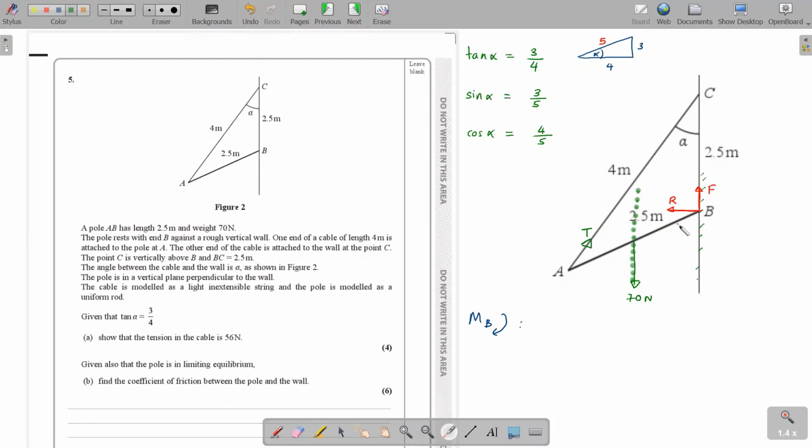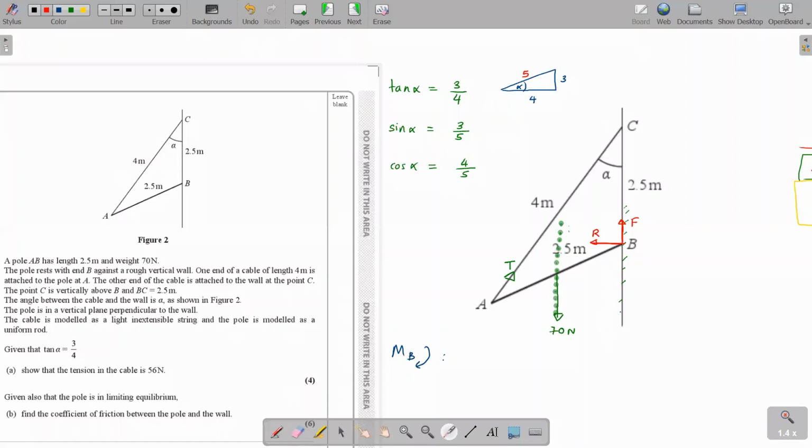Okay, now the thing is how to get the short distance. Now you do realize AB is 2.5 meters, isn't it? AB is 2.5 meters. Since it's a uniform rod, the weight acts at the center. Can I know the half of 2.5? Okay, so we need to get the perpendicular distance from the 70 Newtons line of action to the point B. Then how do we get it?